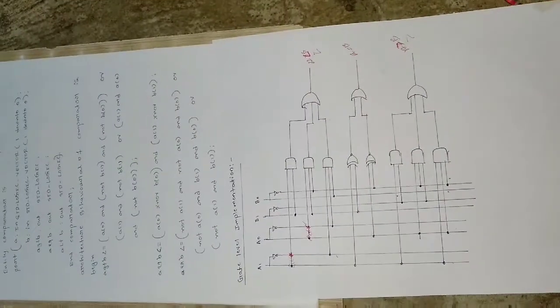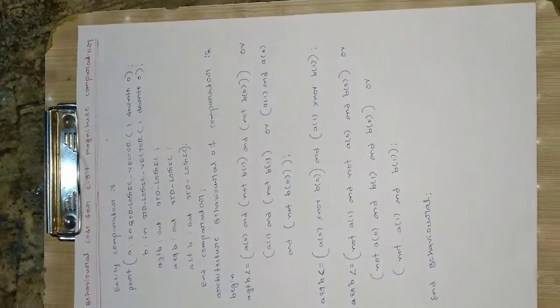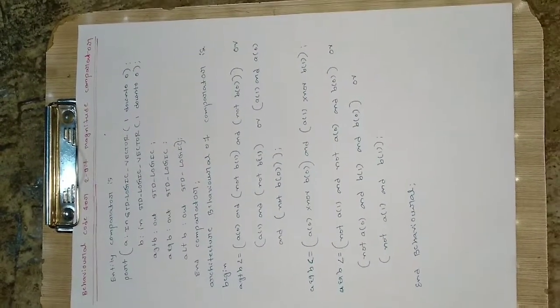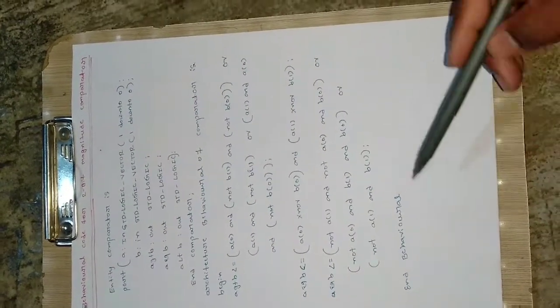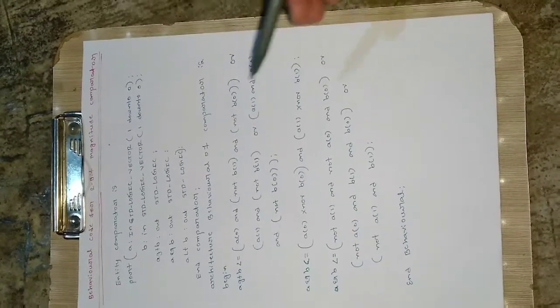So like this we can write the code if you know the diagram for this one, that is the gate level implementation. So at the end we will be writing end behavioral. So we are ending this behavioral module here.